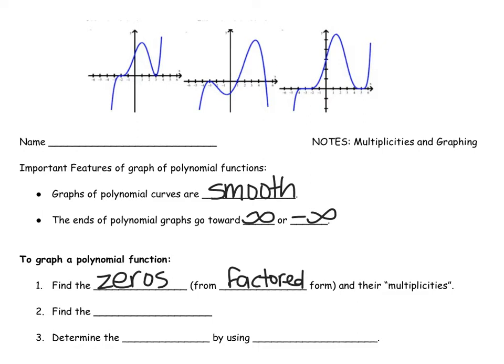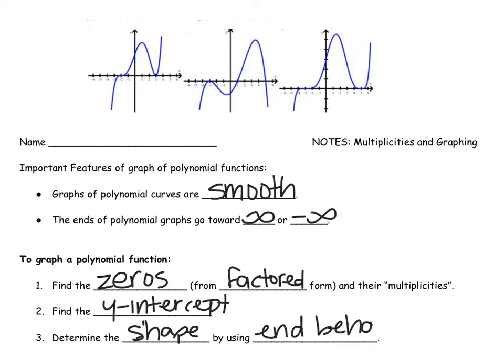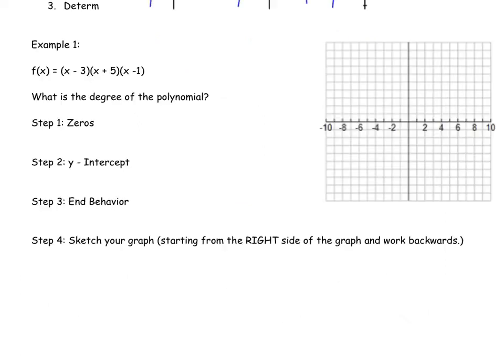The second thing we'll need to find is the y-intercept. And finally, we'll need to know the shape of the function, and we will use the a value to help us figure out the end behavior. So we'll use the end behavior to figure out the shape of the function throughout. So let's start with an example.